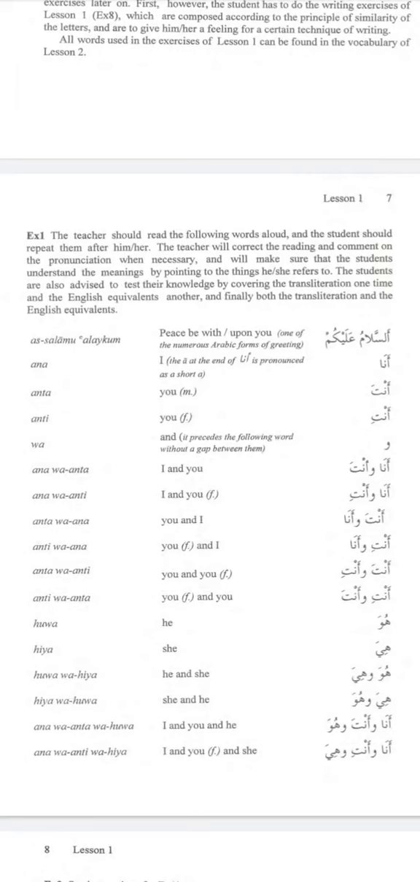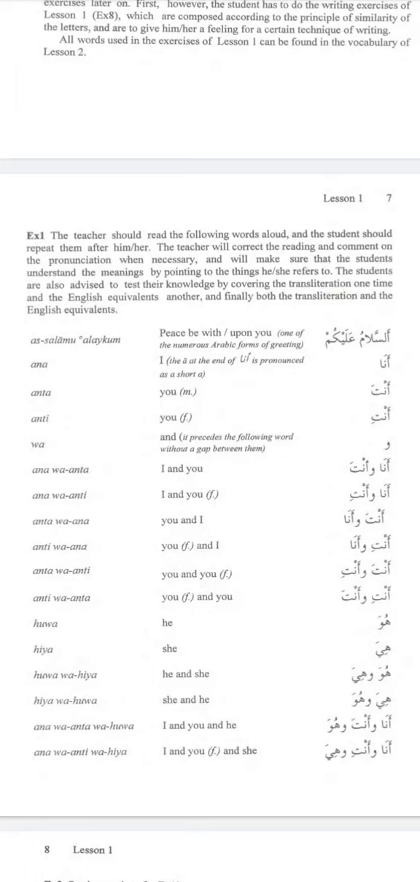So we have Assalamu alaikum. This is a greeting among Muslim majority countries, including Egypt. Ana, it means I. The A at the end of Ana is pronounced as a short A. It will not be too short and not too long. In between. Ana.